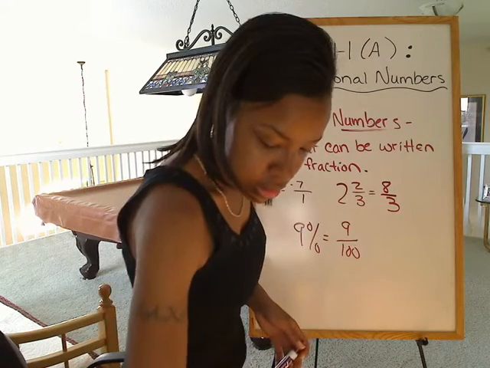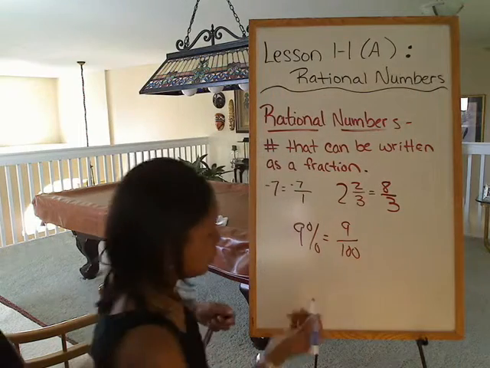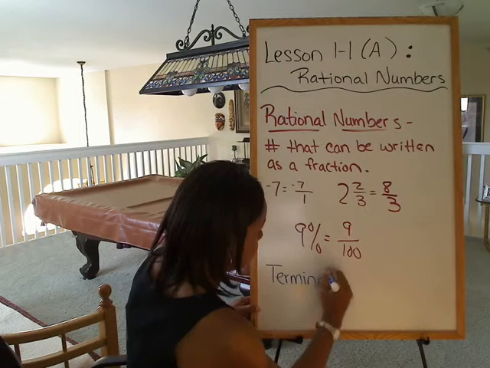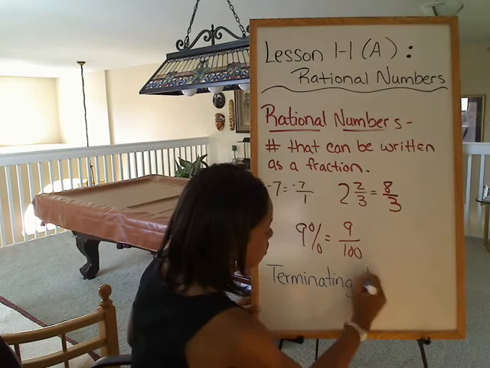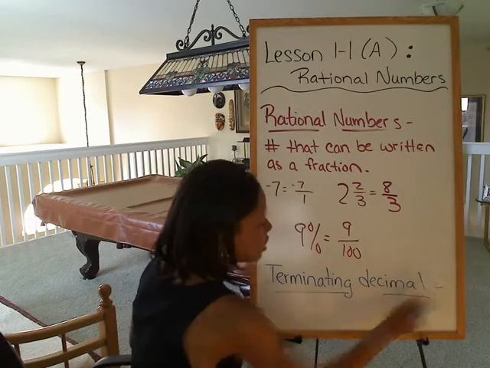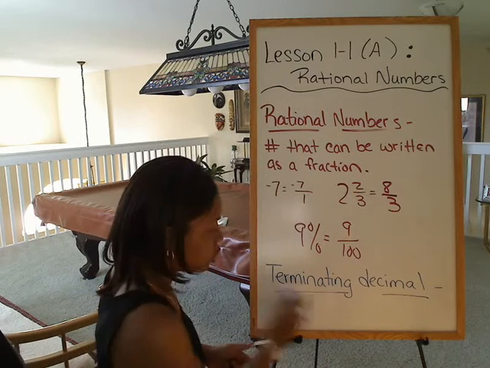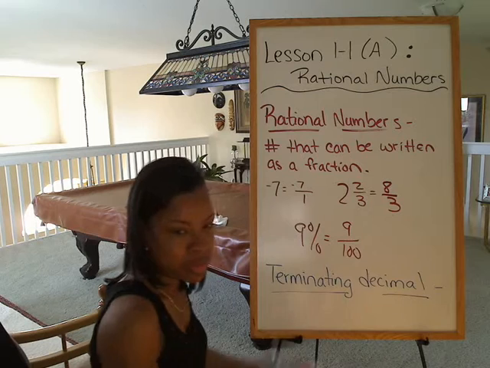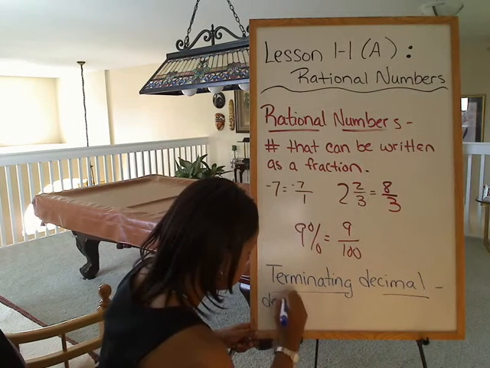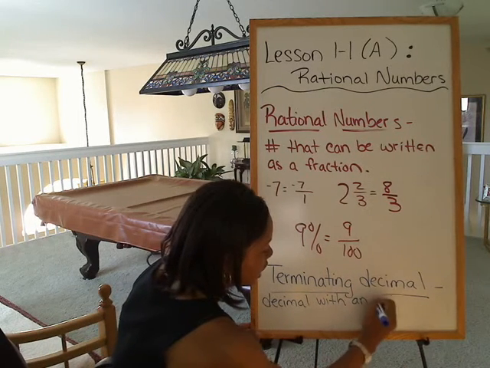The next term that we have was terminating decimals. And basically, a terminating decimal is any decimal that has an ending point, which the word terminate, that's where we get terminating from. It means to stop. So a terminating decimal is any decimal with a stopping point or an ending.